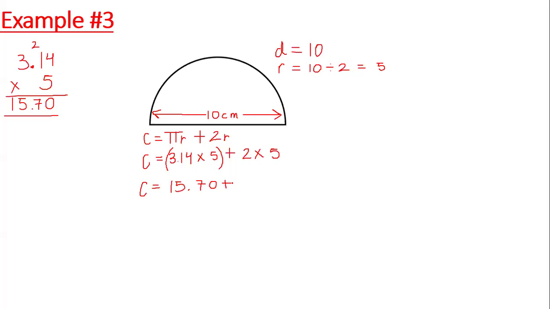We're going to add 15.70 to 2 times 5. We're going to multiply the 2 by 5. Very good. Multiply 2 by 5. And what is 2 times 5? That's going to be 10. And so what we have here is that C is equal to 15.7, plus 10.